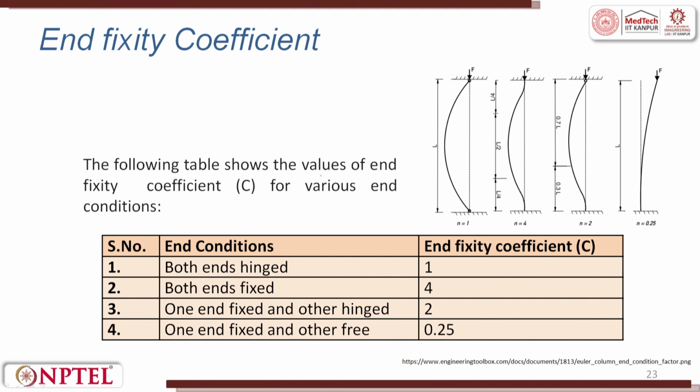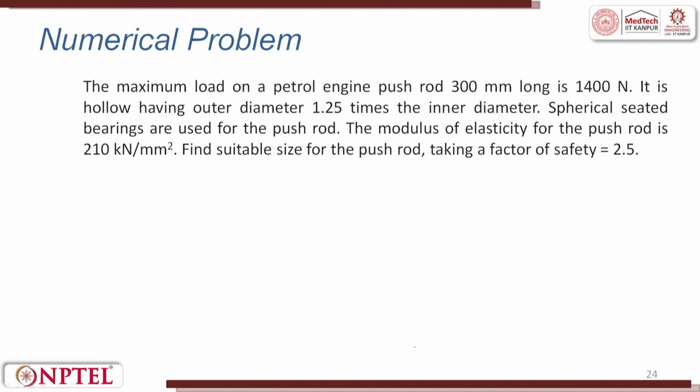The following table shows the value of the end fixity coefficient C for various end conditions. Both hinged, it is 1; both ends fixed, it is 4; one end fixed and the other end hinged, it is 2; one end fixed and the other end free, it is 0.25. These are all coefficients which have come from several calculations and engineering thought process. So, now let us try to solve a problem.